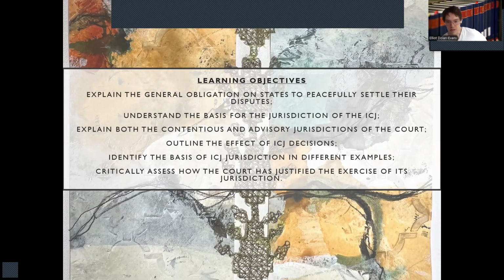So this is what we're trying to do today. Like I mentioned, we're looking at the general obligation on states to peacefully settle their disputes first. Then a lot of this is focused on the ICJ. What's the jurisdiction of the ICJ? What's the effect of the decisions? And in class, we'll also look at a few different examples too. And then we will critically assess how the court has justified the exercise of its jurisdiction.